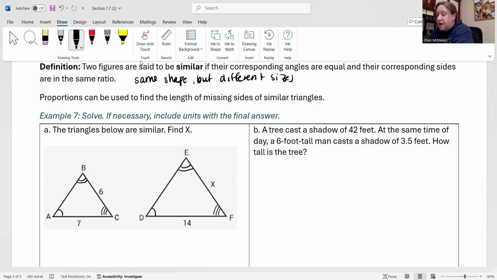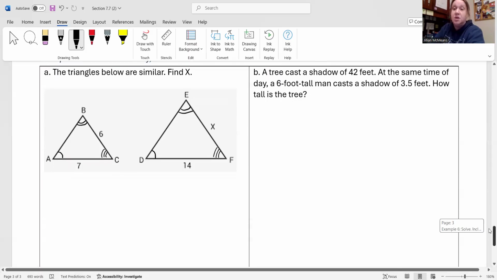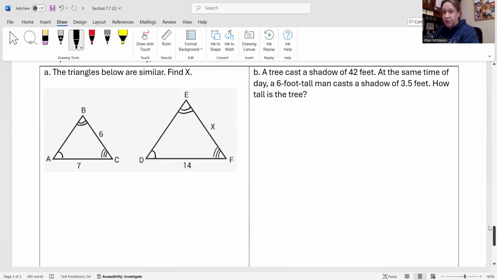So let's look at example 7. Example 7 says solve and if necessary, include units with the answer. So for part A, we have two triangles that we are told are similar. It says the triangles below are similar, find x. Well, what we need to understand is that, and I've kind of already drawn this out here, we have angle A in the first triangle. That's going to be exactly the same as angle D in the second triangle. Those angles are going to match. Angle B is going to match angle E in the second triangle, and angle C is going to match angle F in the second triangle.